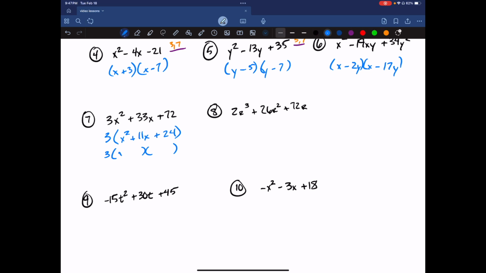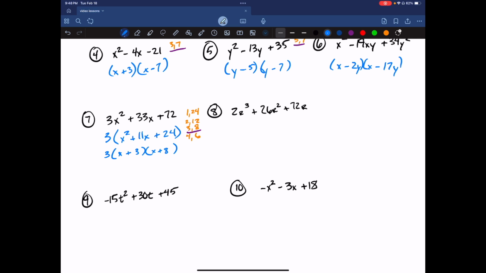So let's do this. We got x and x, plus plus, and I need to figure out what times what is 24 and adds to 11. So I got 1 and 24, 2 and 12, 3 and 8, 4 and 6, and that's it. And we could have stopped at 3 and 8 because 3 and 8 is 11. So 3 and 8, because the sign's the same, doesn't matter.